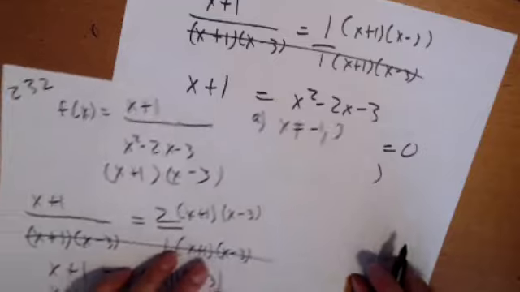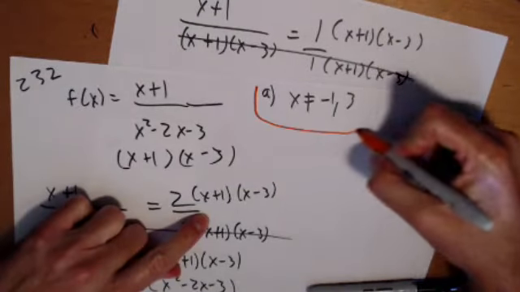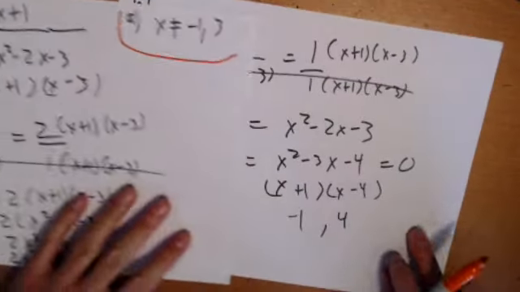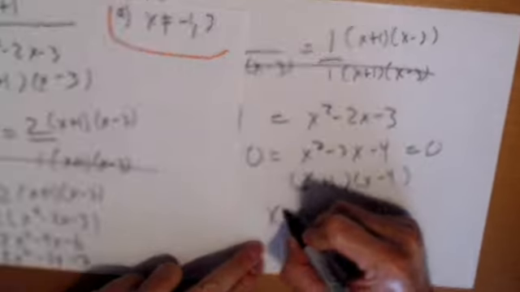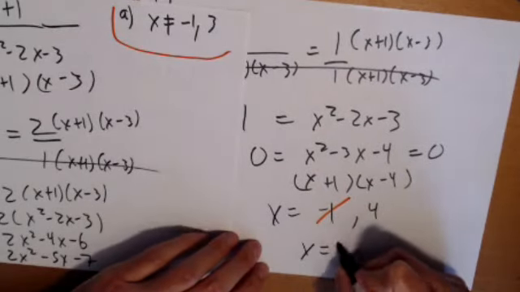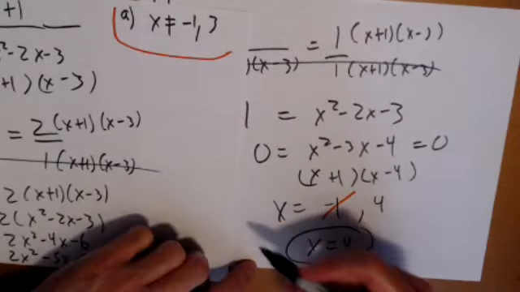Remember, in the very beginning, for the domain, we said make sure you don't get an answer of negative 1 or 3. And right now, we just got an answer of negative 1. So we just throw that answer away. So our answer is just 4. Woohoo! So what did they ask? B, solve that. Okay, so that's part B.